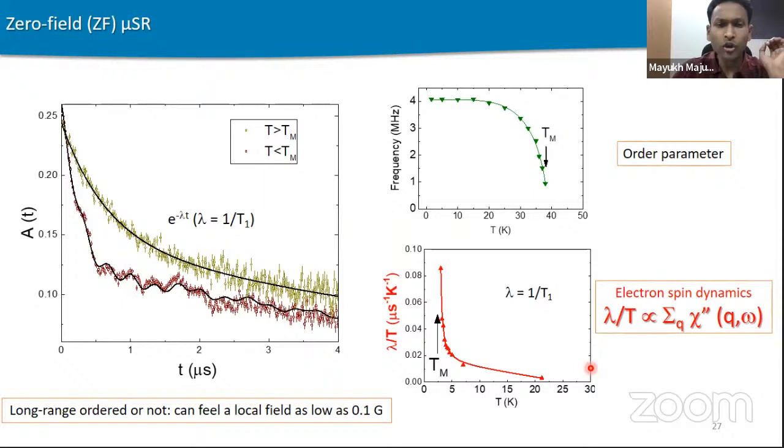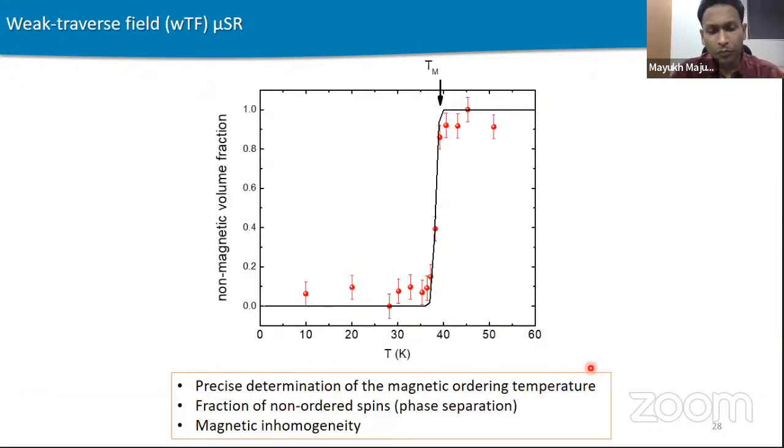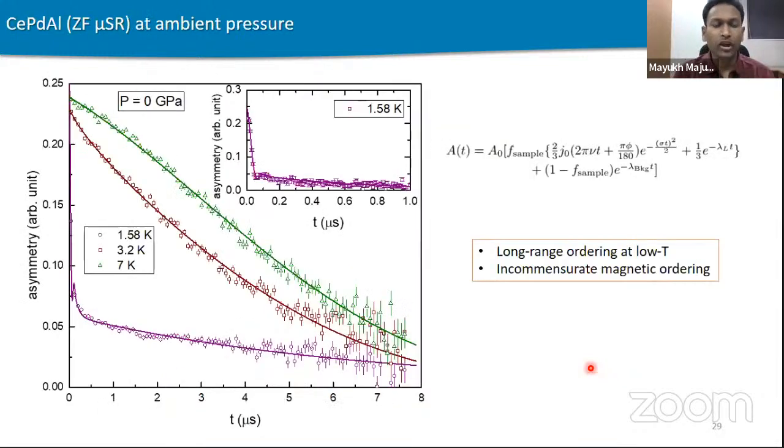Okay. So there is another kind of way to do. You have 5 more minutes? Okay, sure. Yeah. So one can also estimate the precise determination of the magnetic long range ordering by doing muon spin relaxation as well. Okay. So now let us proceed a little bit quickly.